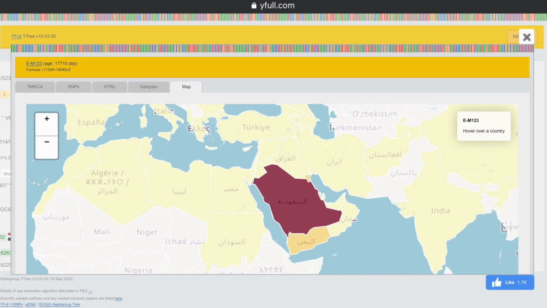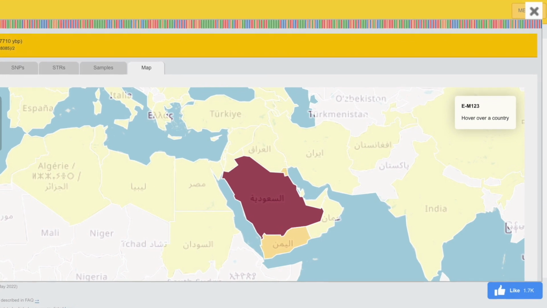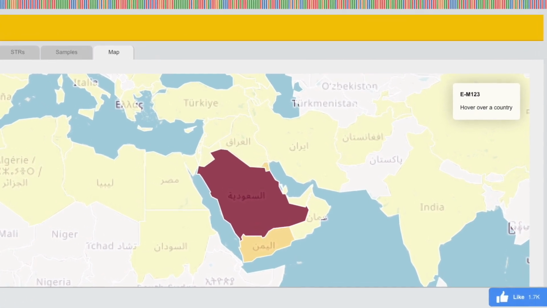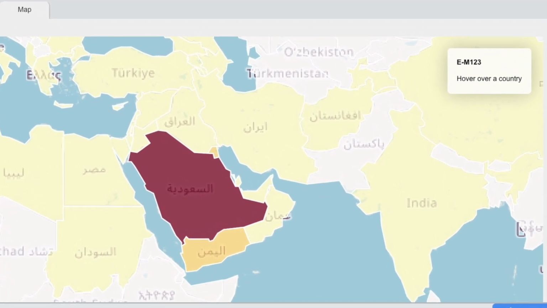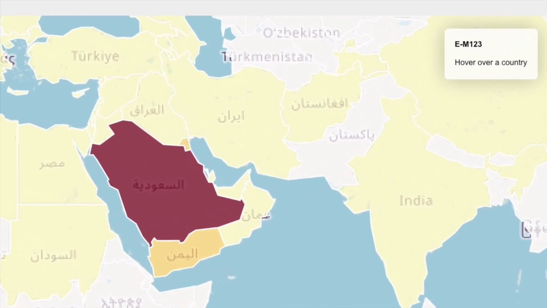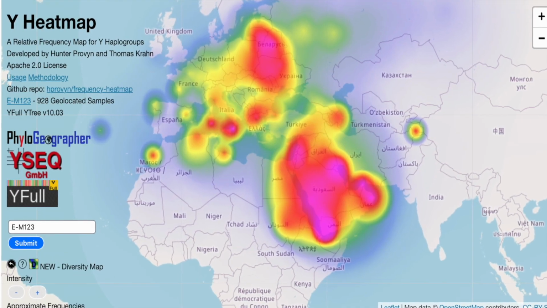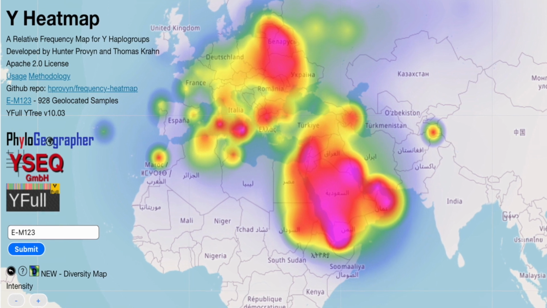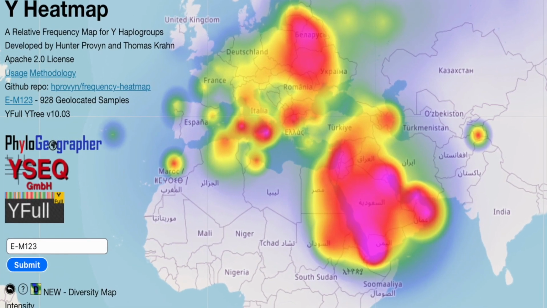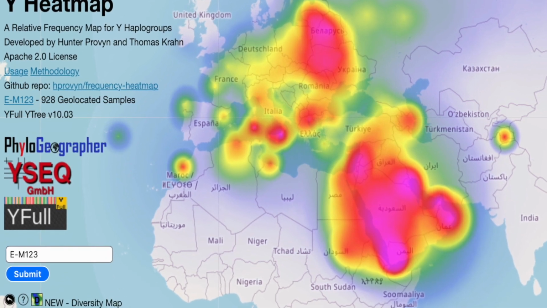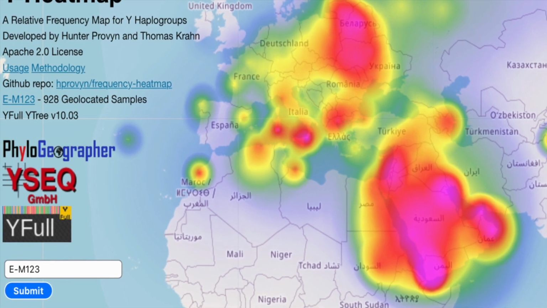If you look on yful.com and type in E-M123, you can find it among Mediterranean populations, but highest in the Arabian Peninsula among Arab populations, as well as throughout the Middle East and even in parts of Africa. If you type in Y heat map, you'll also see the exact same thing. Distributions of E-M123 throughout the Mediterranean, but highest in the Middle East, specifically the Arabian Peninsula and Israel and other parts of the Near East.